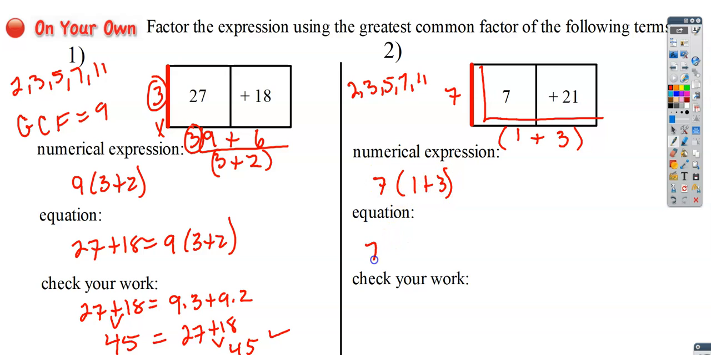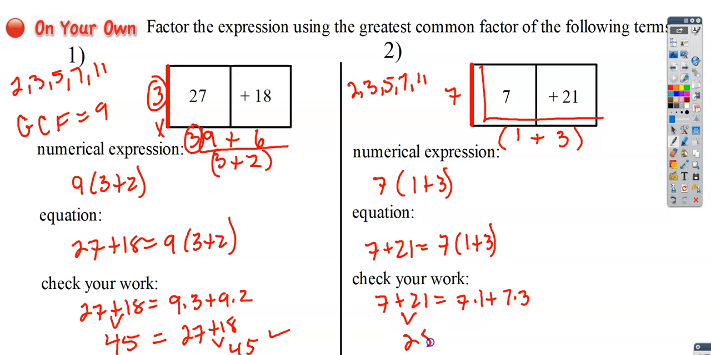My equation is 7 plus 21 equals 7 times 1. Oops, I was starting to do my check already. 7 goes in parentheses times 1 plus 3. There's my equivalent expression. 7 plus 21 equals 7 times 1 plus 7 times 3. 7 plus 21 is 28. Check.